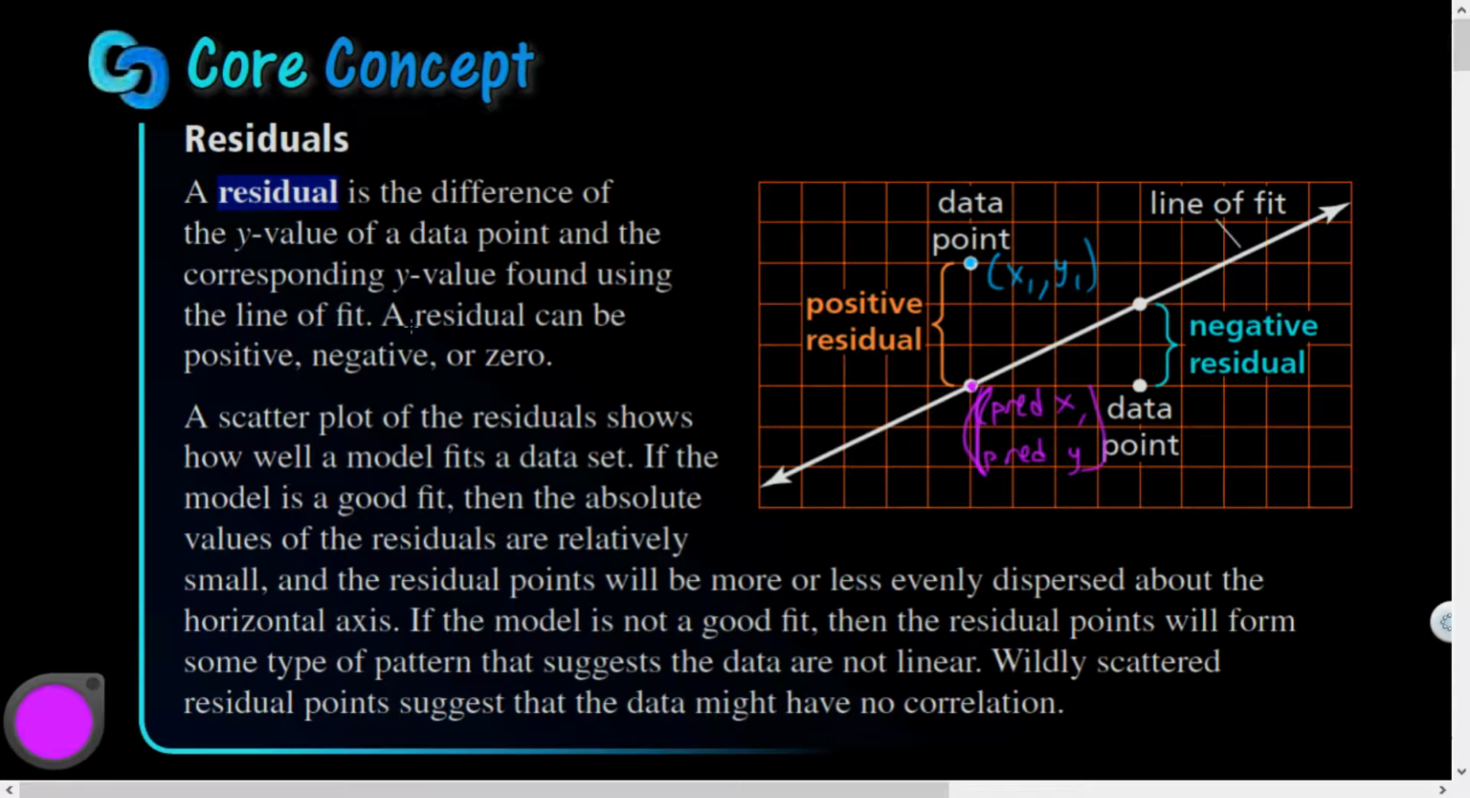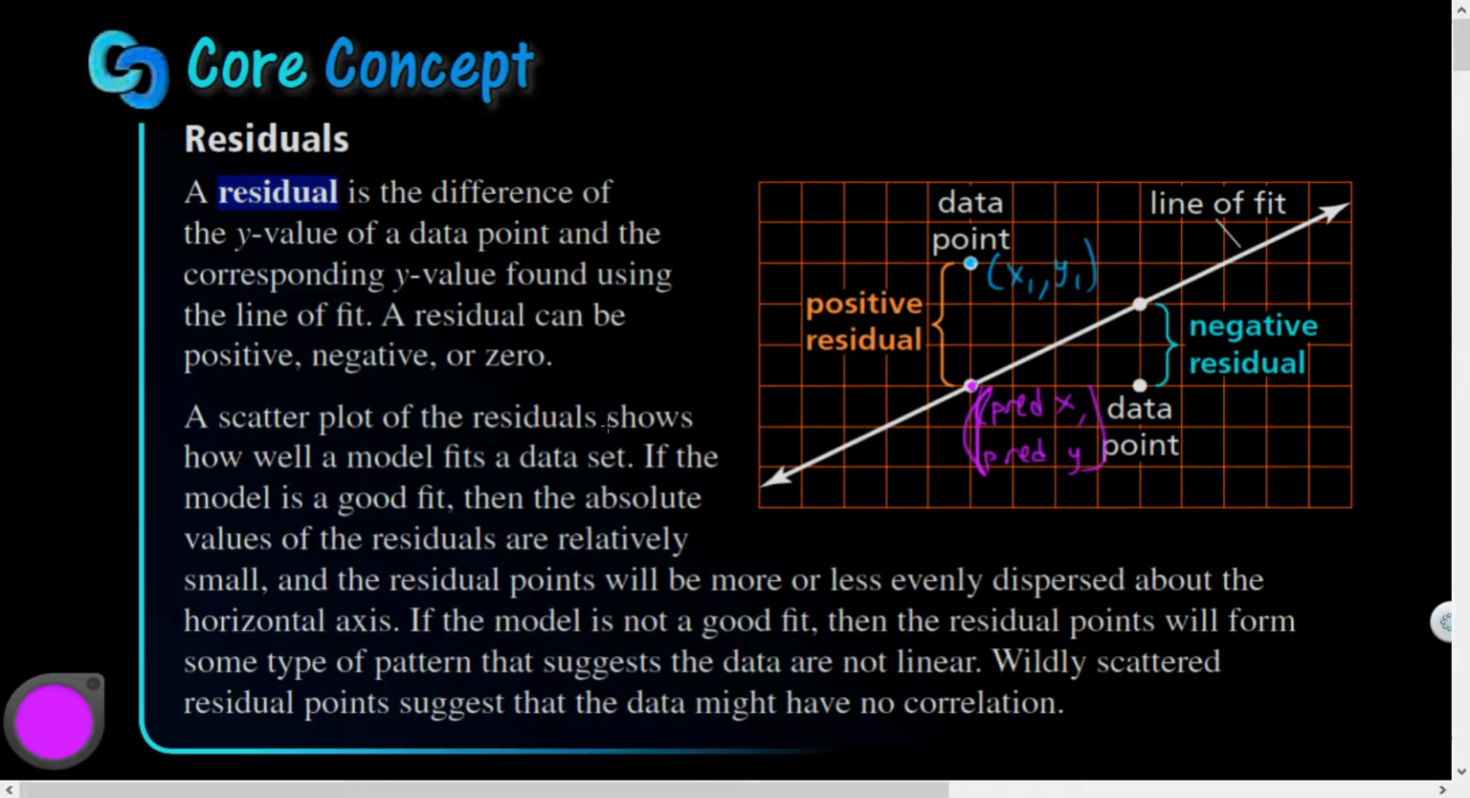A residual can be positive, negative, or zero. A positive residual is when I do y1 minus my predicted y value and it's got a positive difference. If the point was underneath the line, then it'll be negative. And it's also possible that sometimes a data point just happens to land right on our line, dead on, perfect. So the residual would be 0 in that case.